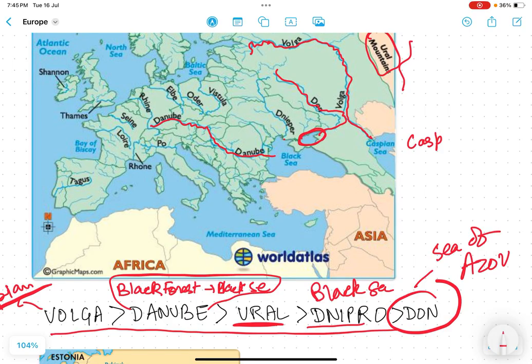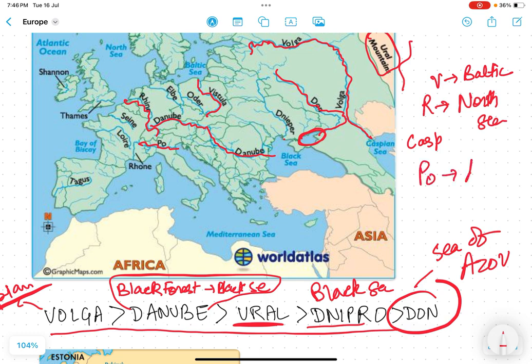Right? There are other rivers that are important. For example, Vistula. Vistula goes into Baltic Sea. Then we have the Rhine River, the very famous Rhine River into North Sea. Then we have the Po River into Adriatic Sea. Right? Thames River again into North Sea.